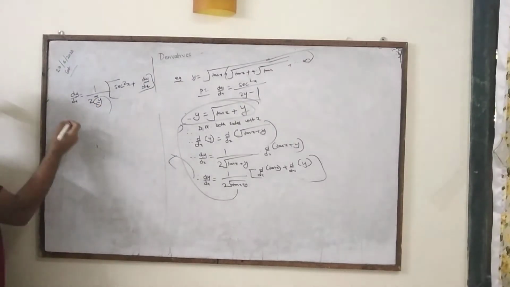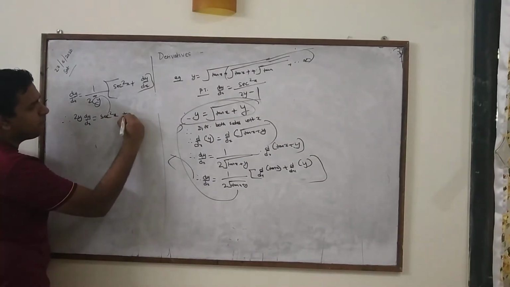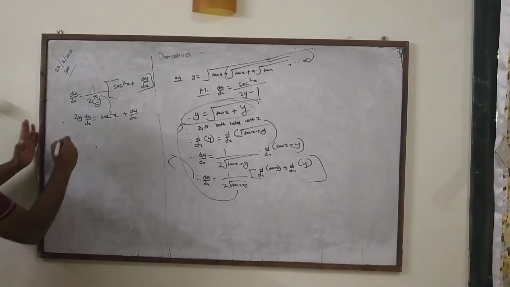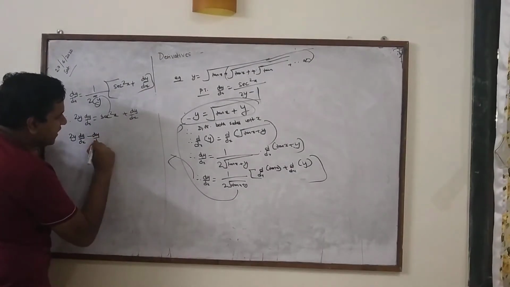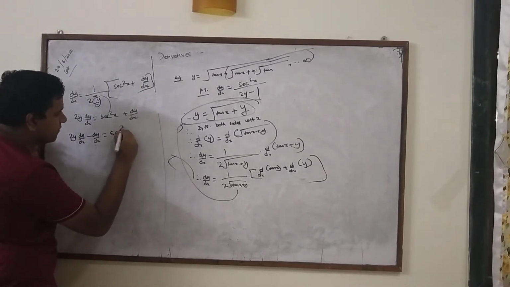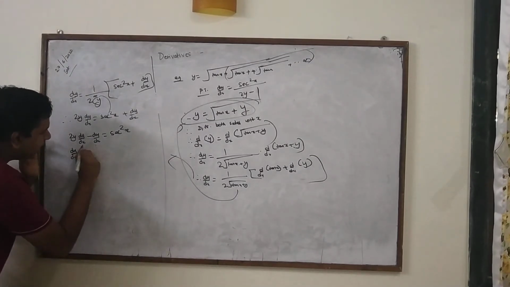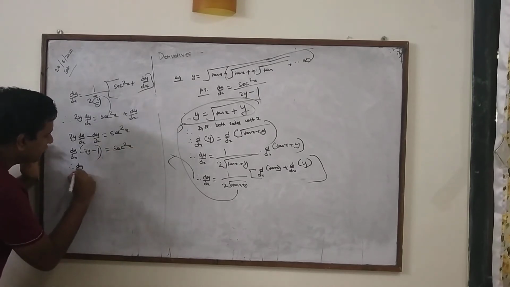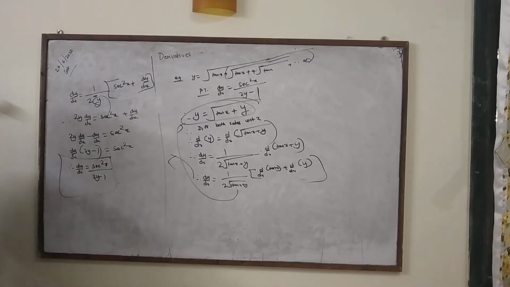If you cross multiply 2y with the LHS, 2y dy by dx is equal to sec square x plus dy by dx. Take the dy by dx with the RHS to the LHS. You get 2y dy by dx minus dy by dx is equal to, can I take something common on the LHS now? dy by dx into 2y minus 1 is equal to sec square x. Therefore, dy by dx is equal to sec square x upon 2y minus 1. That's the sum for you guys.